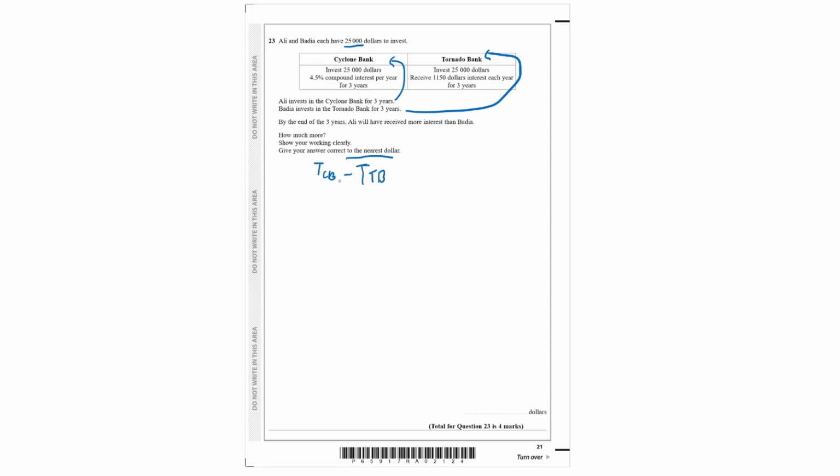Now, for the Cyclone Bank, we can find this using the formula A is equal to P into 1 plus R over 100 to the power of NT. A is the total amount you'll receive at the end. P is the initial amount you give in, or the principal amount, which is 25,000. 1 plus interest rate, which is given as 4.5 divided by 100. And N is the number of times you invest per year, so this is only once. And T is the number of years, so that's 3.